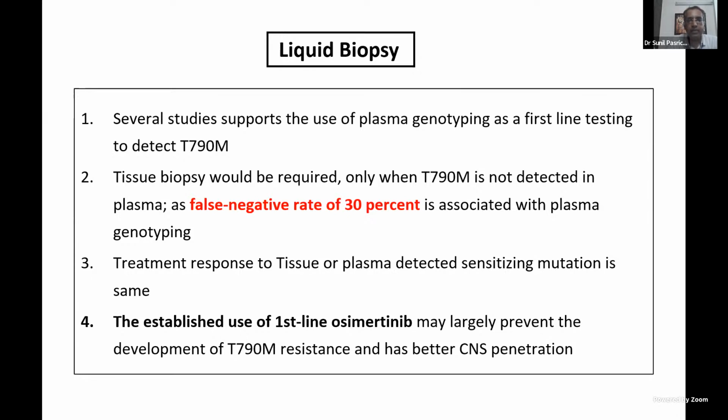The tissue biopsy would be required only when T790M is not detected in the plasma, as a false negative rate of 30% is associated with plasma genotyping. However, the treatment response to either a tissue or a plasma detected sensitizing mutation is absolutely the same. The established use of first-line osimertinib now may largely prevent the development of T790M resistance and has a better CNS penetration.